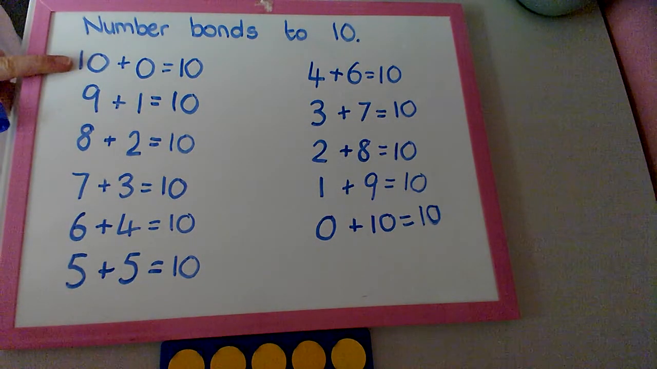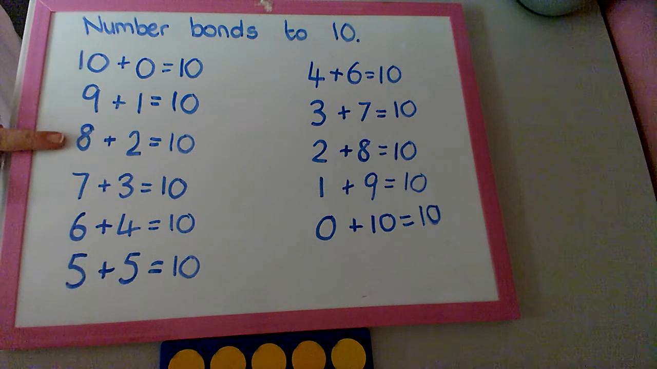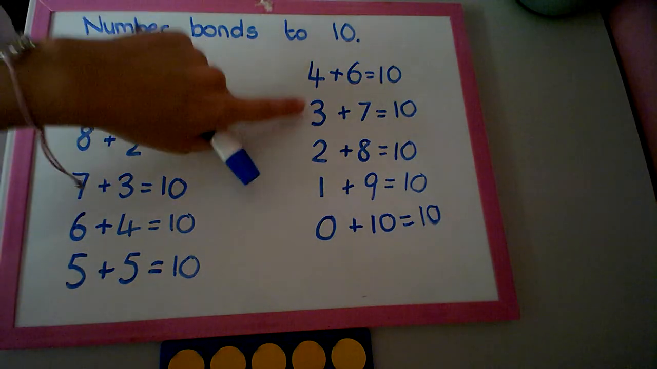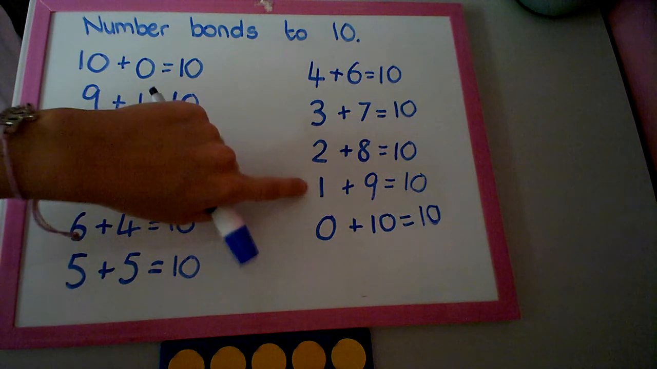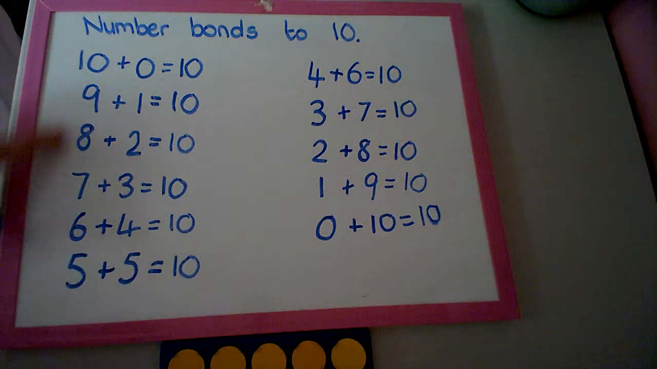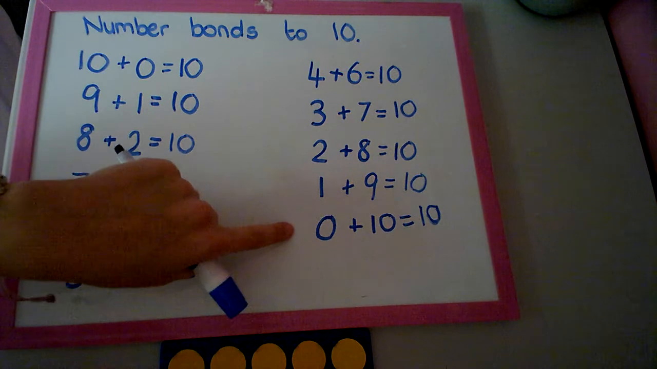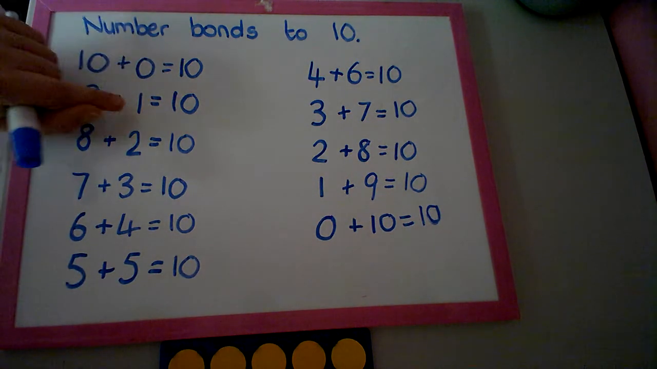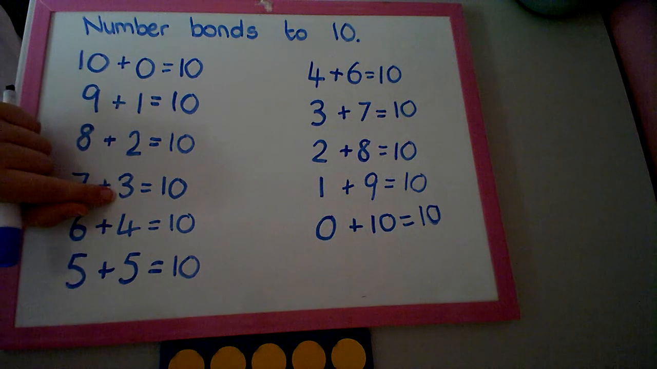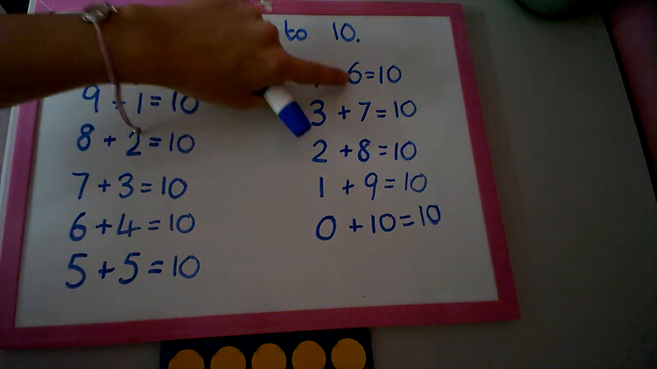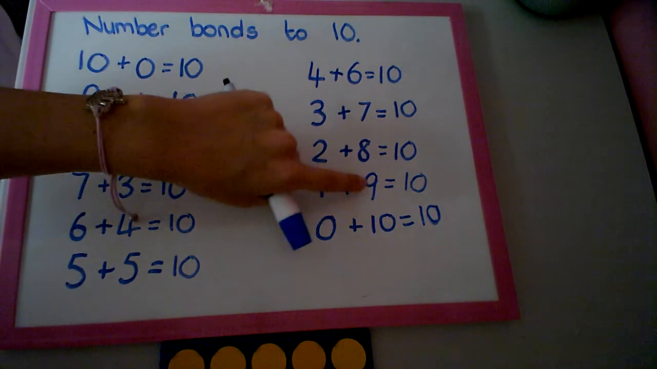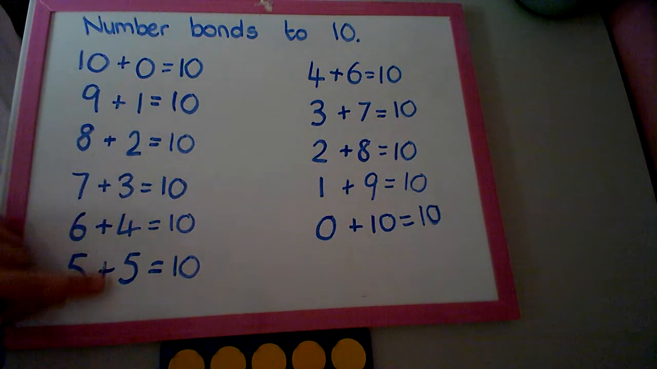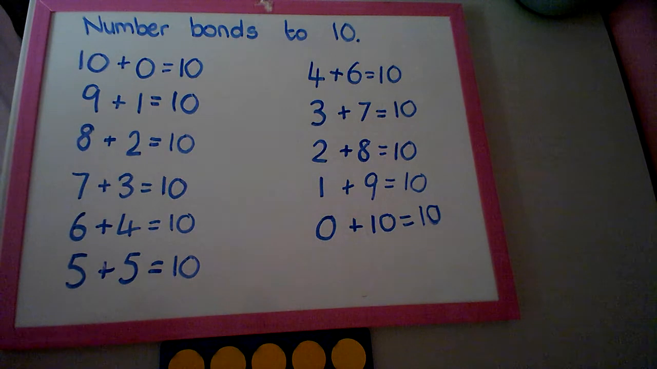Let's see if our pattern continued. So we had 10, 9, 8, 7, 6, 5, 4, 3, 2, 1, 0. So each time we changed a red counter, the numbers got smaller. Let's have a look at our yellow counters. 0, 1, 2, 3, 4, 5, 6, 7, 8, 9, 10. But each time we changed the red counter to a yellow, the yellow counters got bigger.